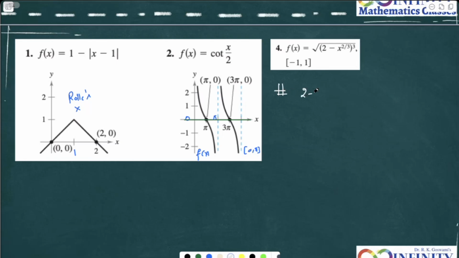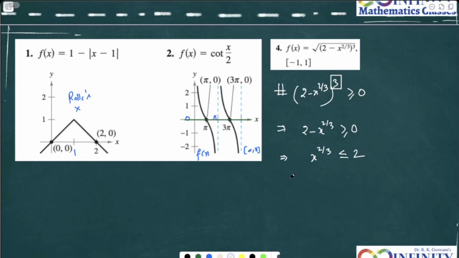So for the domain, this part 2 minus x^(2/3) raised to the power 3 must be non-negative, because the exponent is odd there. If it were even, it is going to be positive regardless. But because it is odd, this can only be true whenever it is greater than or equal to 0. That means x^(2/3) is going to be less than or equal to 2. Agree? Perfectly okay.